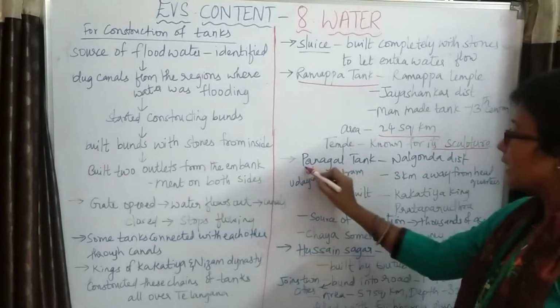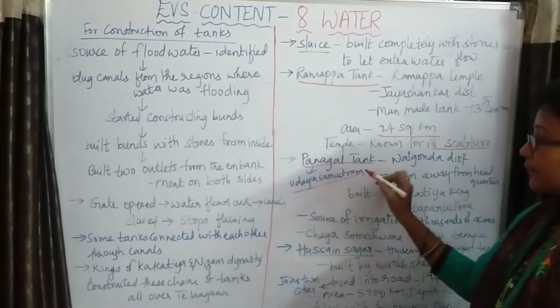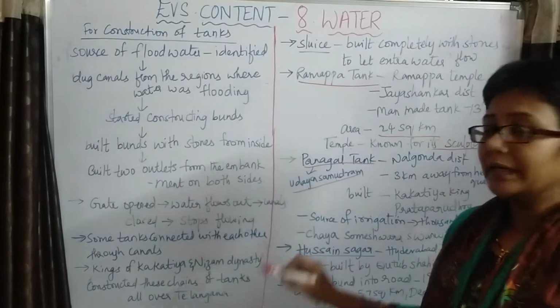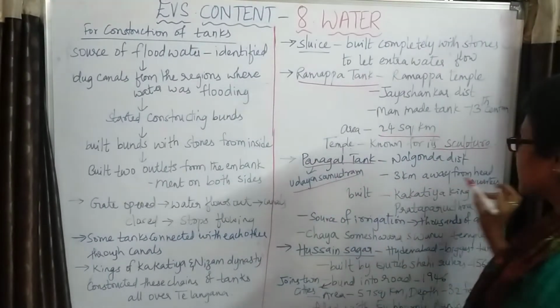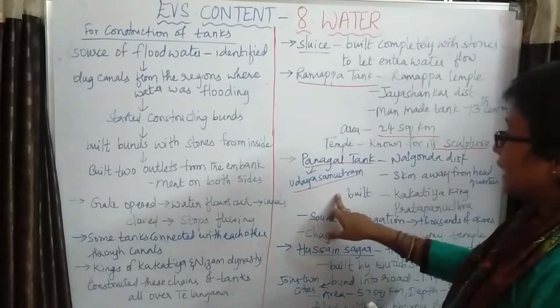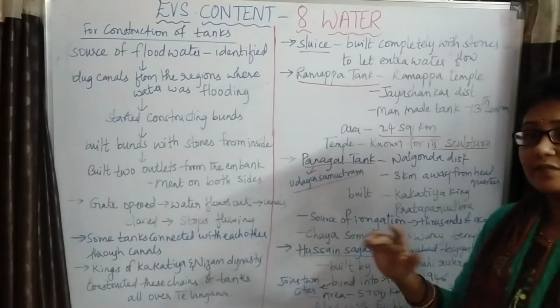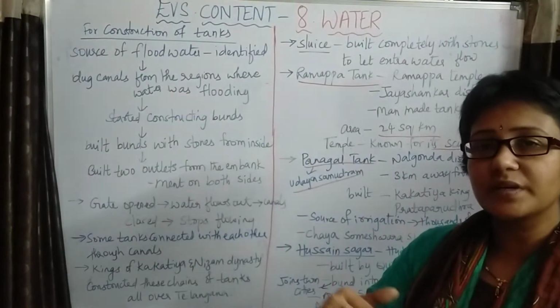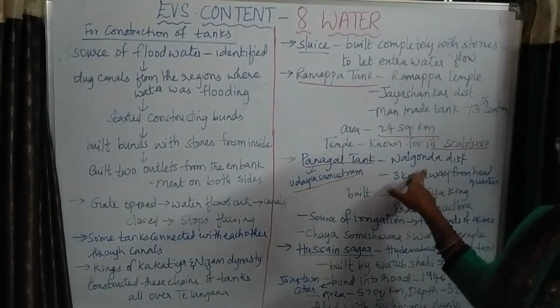Next comes the Panagal tank. Another name of the Panagal tank is Udaya Samudram. It is located in Nalgonda district, 3 kilometers away from the headquarters of Nalgonda district.